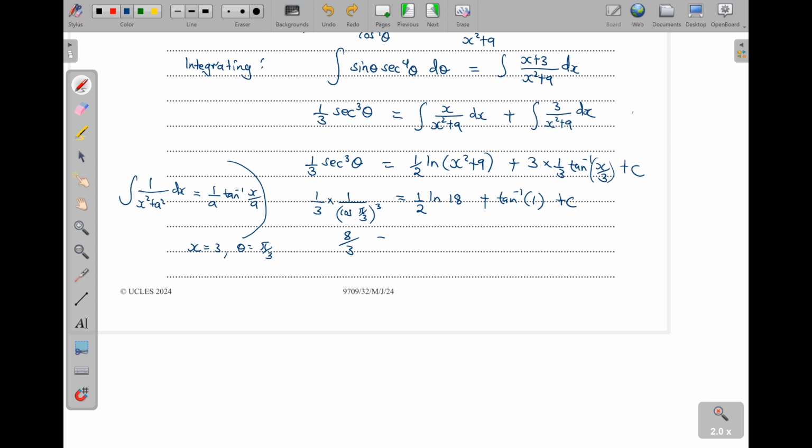Then, of course, we shall bring this one this side. It will be a half, then natural log of 18. And then arctan of 1 is pi over 4. Don't write 45. Don't write the answers in degrees. You write them in radians. So this one will be now minus pi over 4. Now I will get this value here and then I put it here. That will be my particular solution.